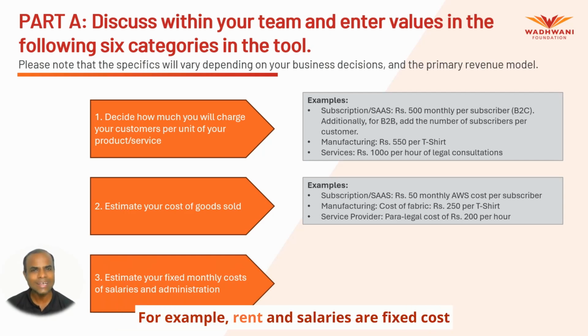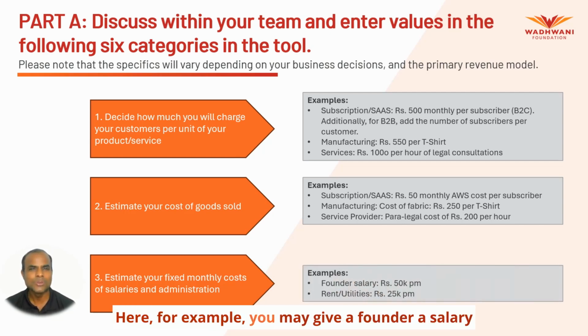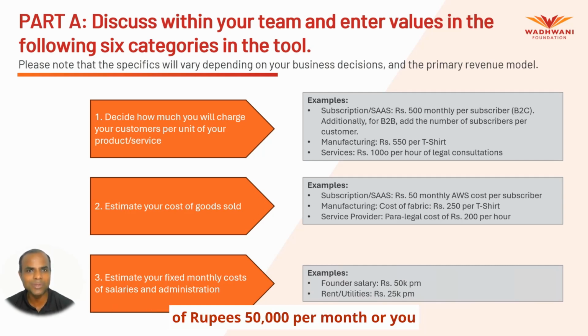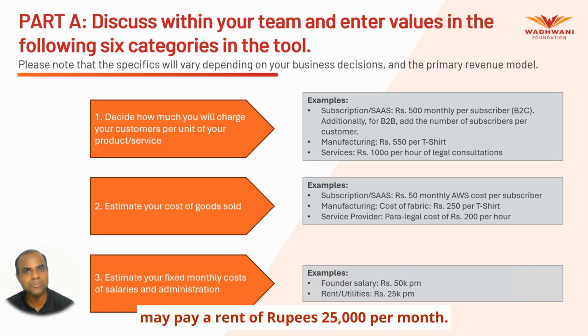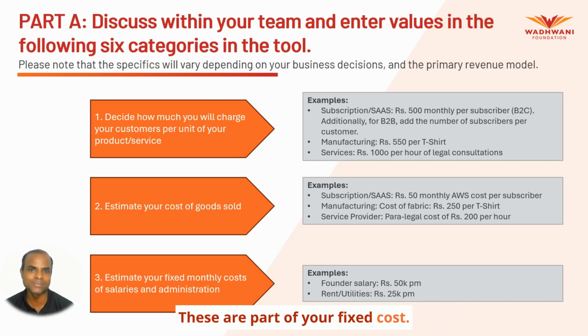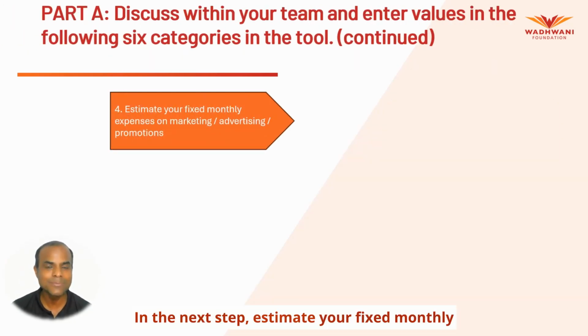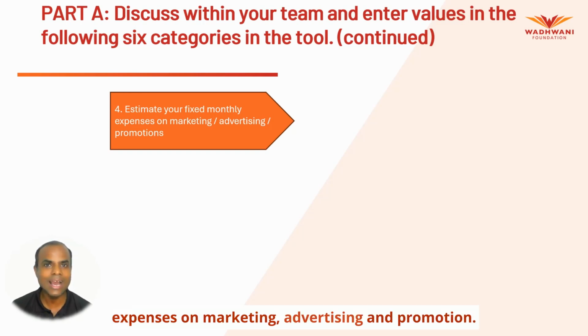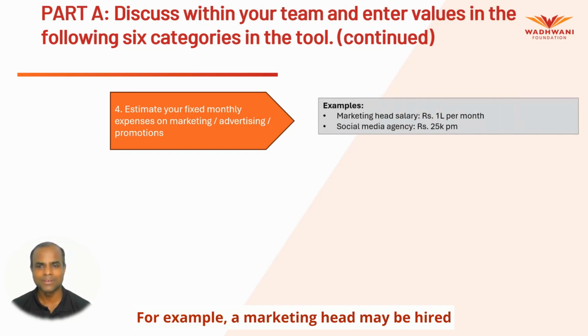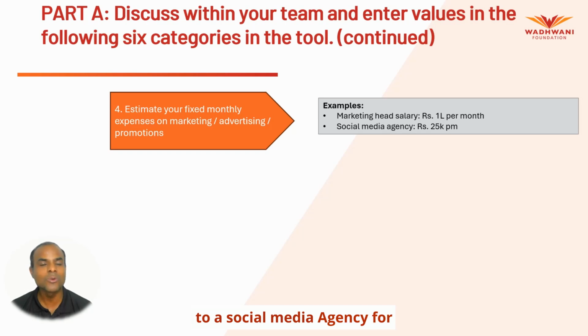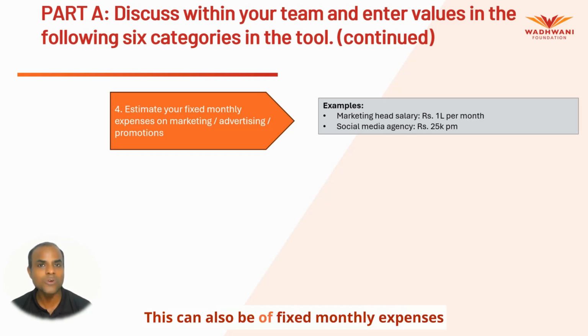In the next step, estimate your fixed monthly cost of salaries and administration. For example, rent and salaries are fixed cost that a startup has to incur every month. Here, for example, you may give a founder a salary of rupees 50,000 per month, or you may pay a rent of rupees 25,000 per month. These are part of your fixed cost. In the next step, estimate your fixed monthly expenses on marketing, advertising, and promotion. For example, a marketing head may be hired for a salary of rupees 1 lakh per month. Include that as one of your expenses. Or you may outsource your marketing to a social media agency for rupees 25,000 per month. This can also be your fixed monthly expenses on marketing or advertising.